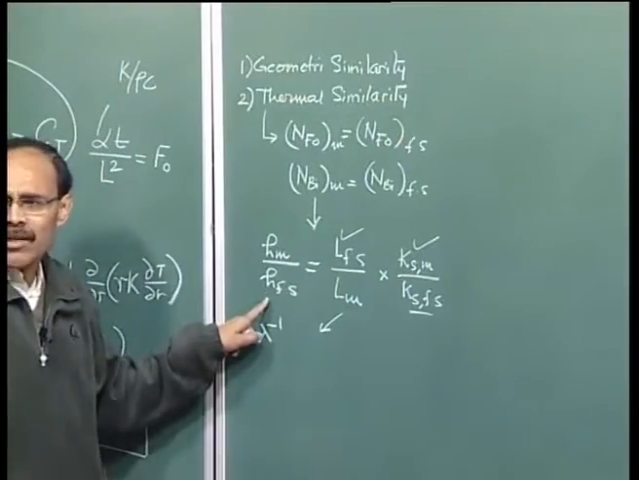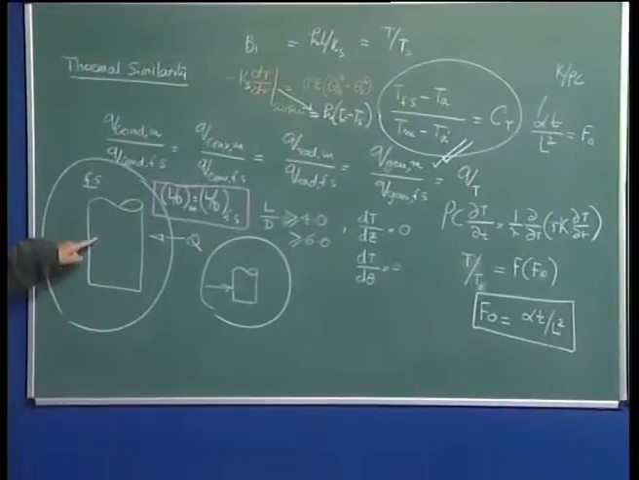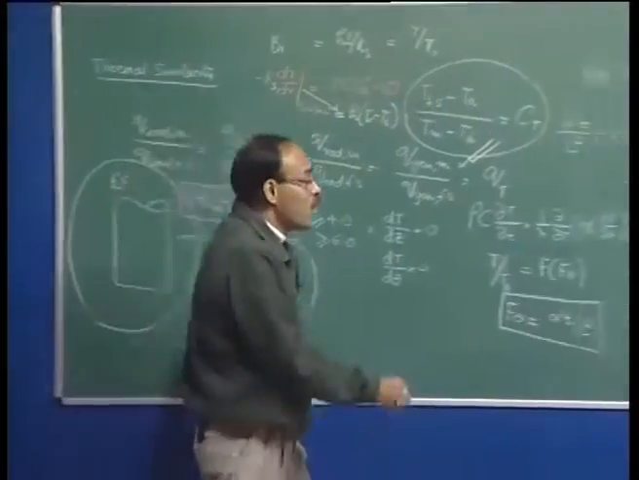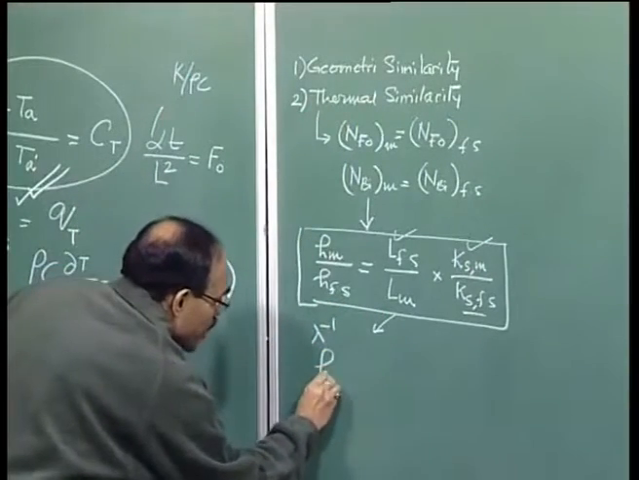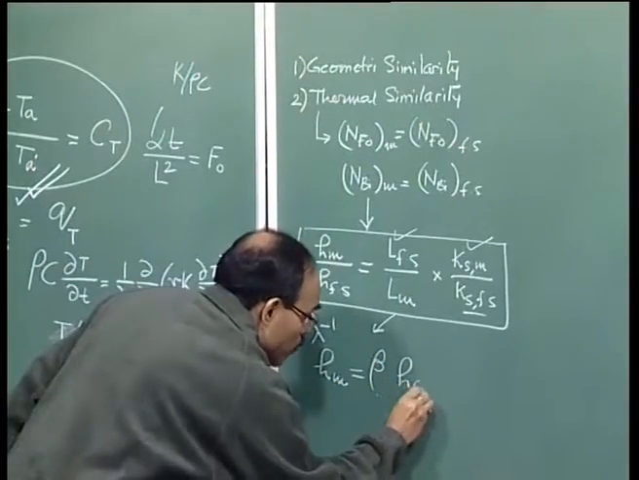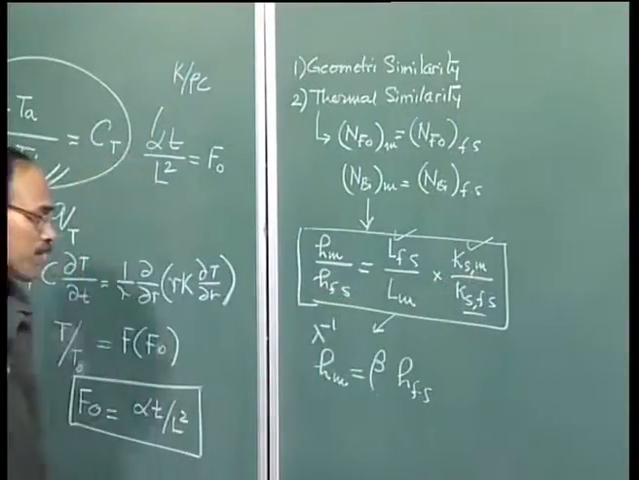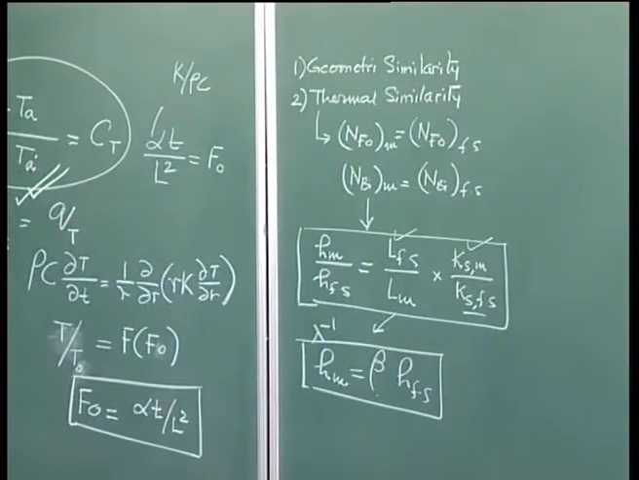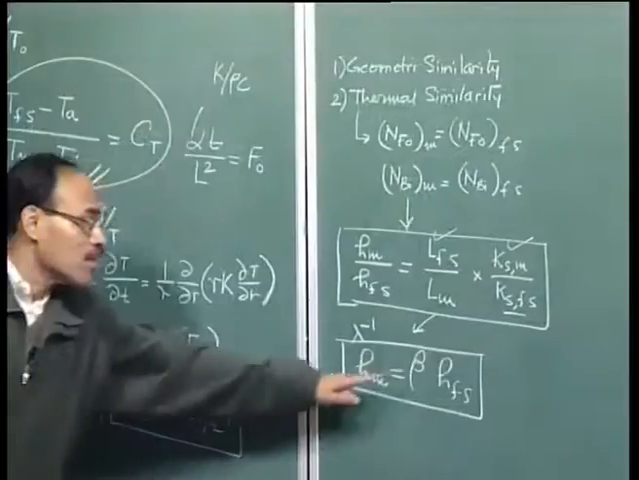The heat transfer coefficient in the full scale, that means the container, the furnace in which it is there, I know already. Now I have to find out the corresponding heat transfer coefficient. So, this particular expression will give me that H model is equal to some constant beta into H_FS, in which beta is nothing but lambda inverse multiplied by K_SM divided by K_FS. Having known the value of the heat transfer coefficient in the full scale system, I should be able to adjust my heat transfer coefficient in the system in such a manner that this condition is maintained.